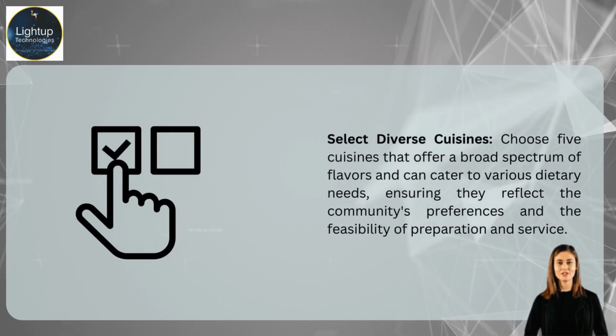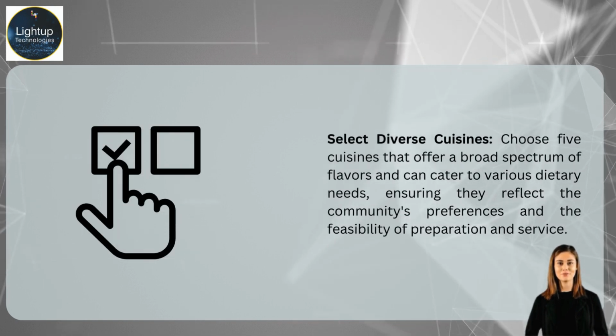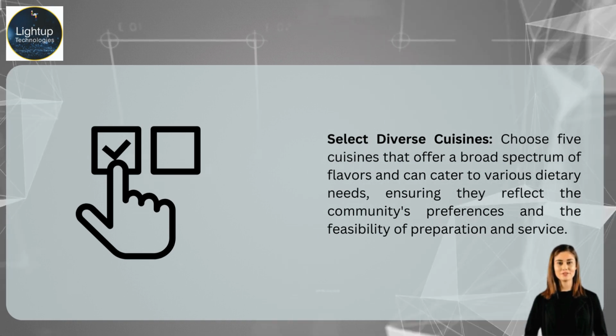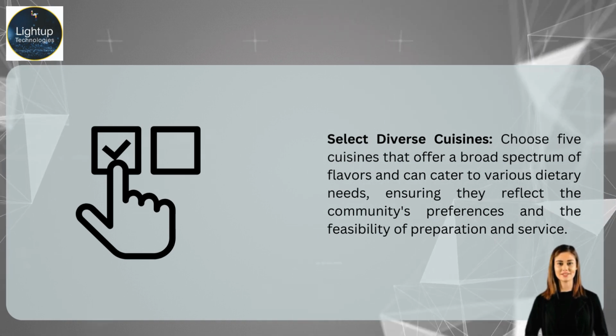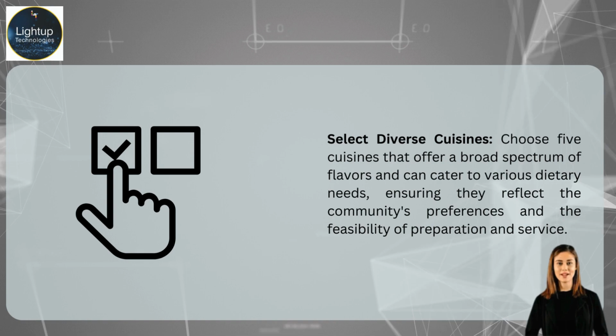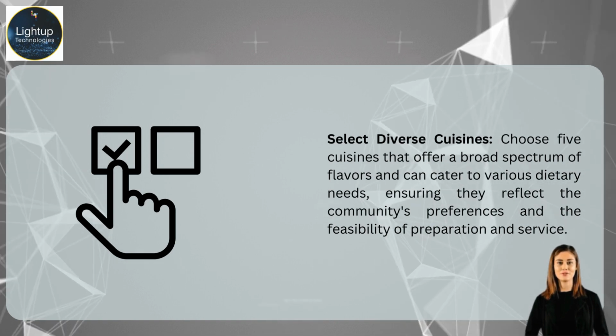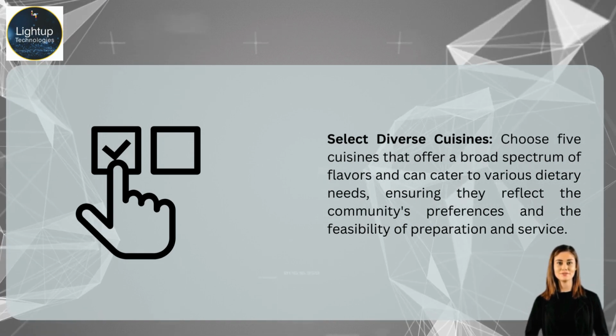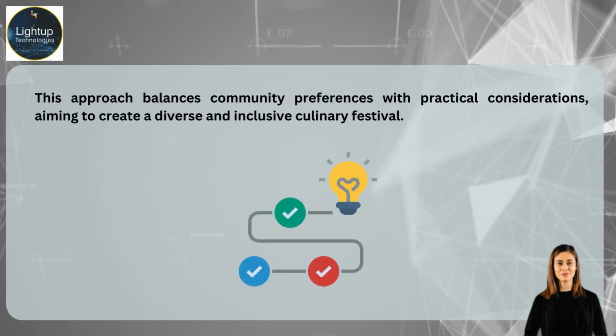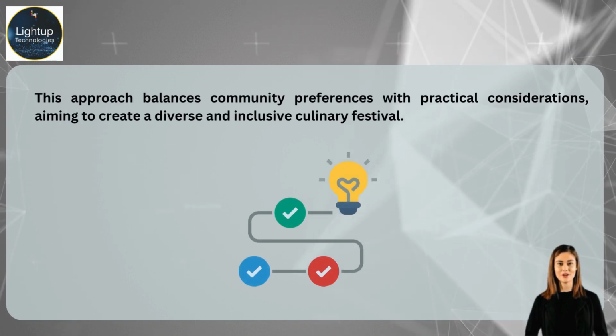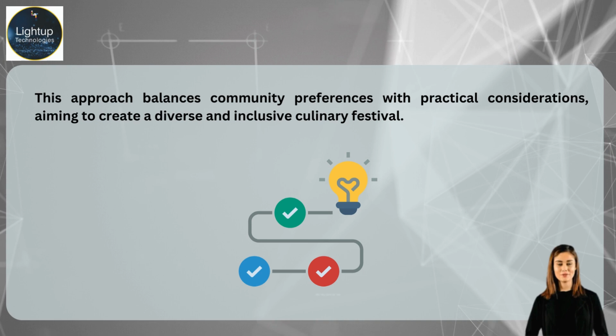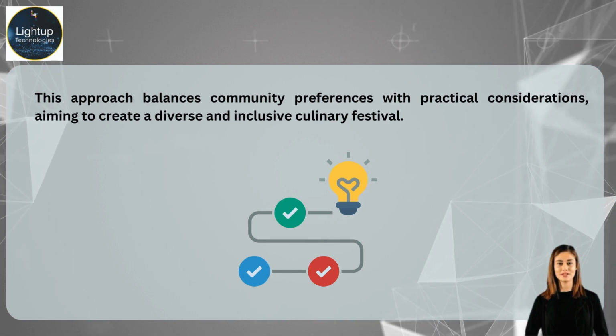Select diverse cuisines. Choose 5 cuisines that offer a broad spectrum of flavors and can cater to various dietary needs, ensuring they reflect the community's preferences and the feasibility of preparation and service. This approach balances community preferences with practical considerations, aiming to create a diverse and inclusive culinary festival.